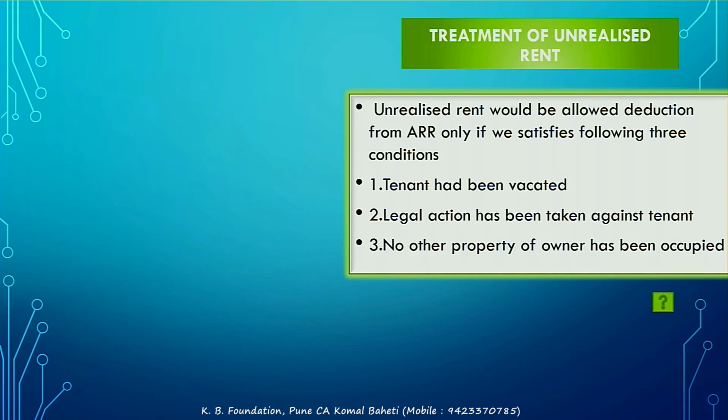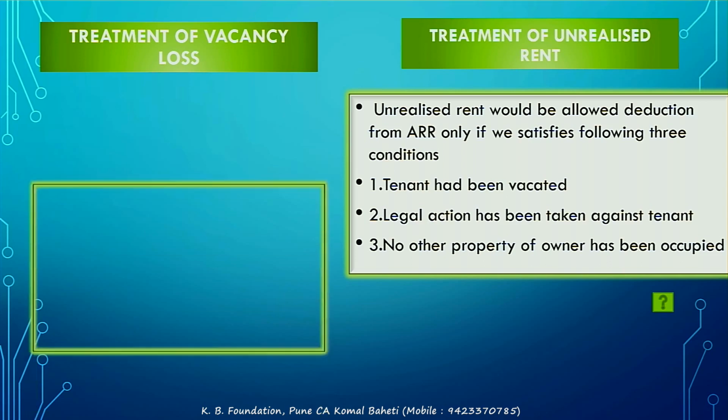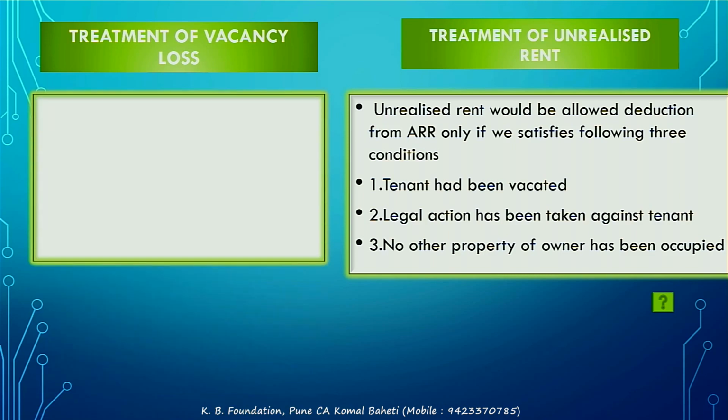Next one is, this is what we've done, the treatment of unrealized rent. Now, how to treat the vacancy loss. What is meant by vacancy loss? The property was vacant, you were not able to let it out. For example, out of 12 months, only 10 months you had let out the property. The 2 months is not unrealized rent. For 2 months the property was vacant. So the 2 months is called a vacancy loss. How to treat the vacancy loss? What is the treatment to be done?